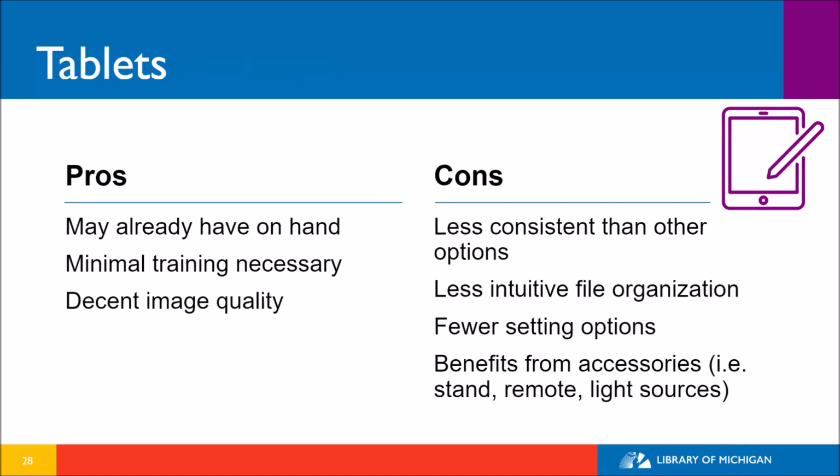Last thing is tablets. You may already have these on hand. They're pretty easy to use and they have decent image quality. Cons: they're less consistent than the other options. They have less intuitive file organization, so you can lose things. They have fewer settings. And like the digital camera, you need a lot of the other accessories in order to make it useful. This, for me, would not be a choice to go with, but again, if that is what you have, it will work fine.